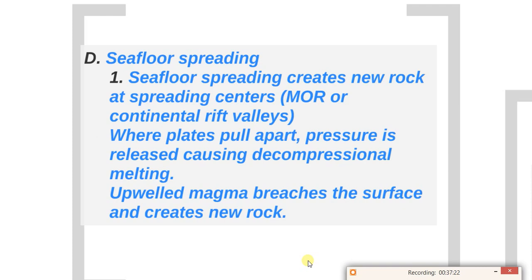So where plates pull apart, pressure is being released. So at these locations, we actually have something called decompressional melting. That's what's causing isolated magma at those locations. The overlying crust is being removed. There's less pressure pushing on the asthenosphere in that location, and we're going to have melting, allowing magma to rise up and erupt out of volcanoes. So upwelled magma breaches the surface and creates new rock at that location.